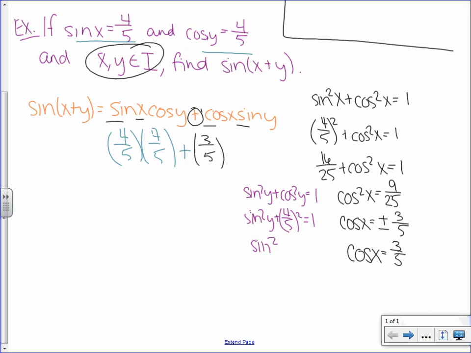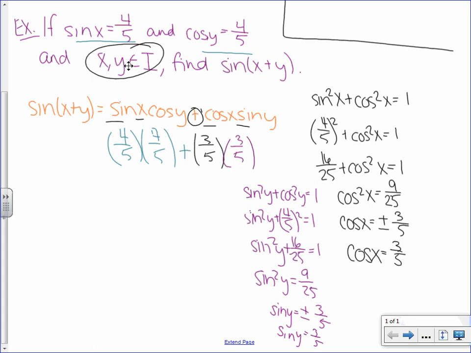Alright, so I get sine squared y plus 16/25 is equal to 1. Sine squared y is going to be equal to 9/25. So sine y is going to be equal to plus or minus 3/5 because you take the square root. And since I'm in quadrant 1, signs are positive up there. So again, I only care about the positive 3/5. So I'll plug that in.